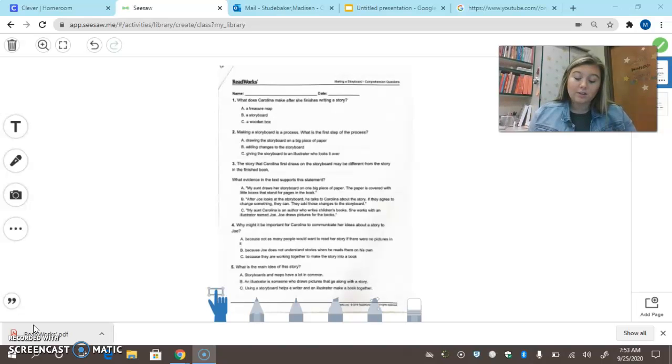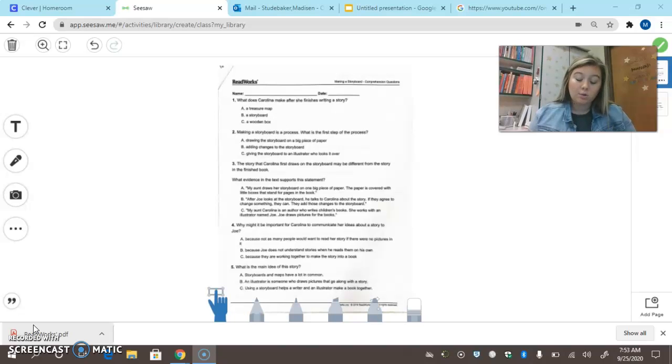She works with an illustrator named Joe. Joe draws pictures for the book. Carolina's books are 32 pages long. After she finishes writing a story, my aunt makes a storyboard. A storyboard is like a map to help the people who are putting the book together.